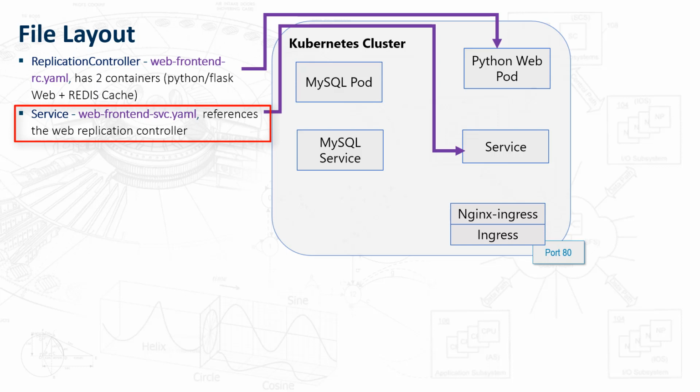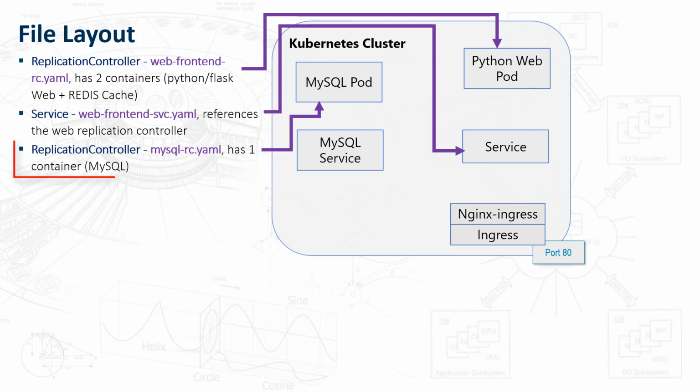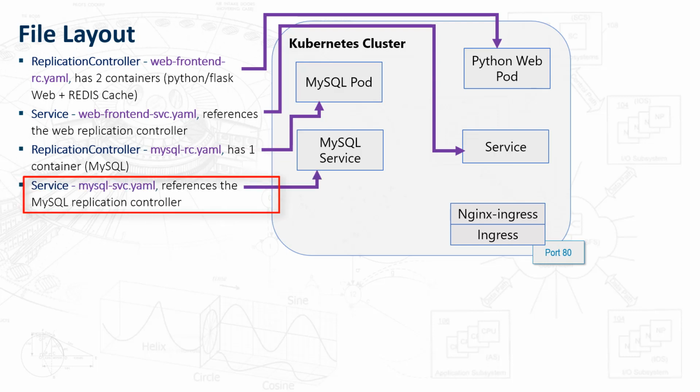The second file is the web frontend service definition file, the manifest file that defines the web service. Fairly straightforward. We'll take a look at that later, but again, it's explained in that previous video I discussed. The third file is the replication controller for the MySQL database, and it only has one container for the MySQL database. The other very straightforward file is the manifest or resource YAML file for the MySQL service. It's simply a service that points to our pod here for MySQL.